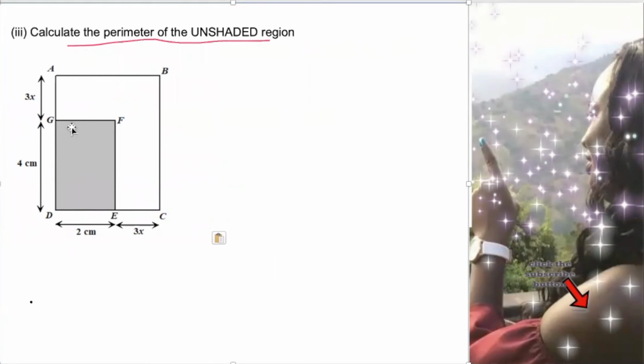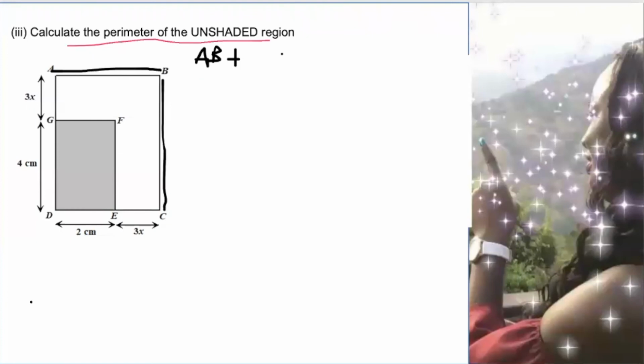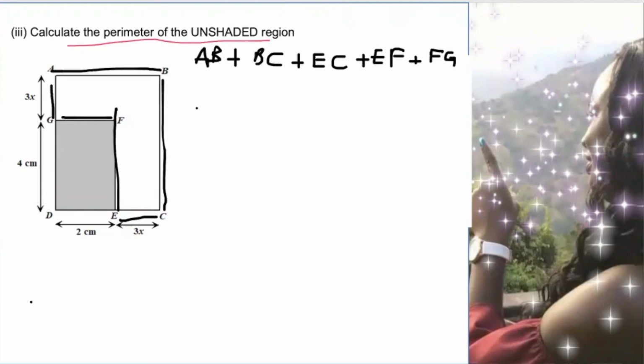The next question is asking to calculate the perimeter of the unshaded region. So perimeter means adding the sides. So the first side is AB. So I need to add AB plus the next side, which is BC. Then I'm adding the unshaded region, the length, EC. So perimeter is around. The next side will be EF. That's the next side that I'll be adding. Then the next side will be FG. Adding the sides for the unshaded region. And the final one is AG.